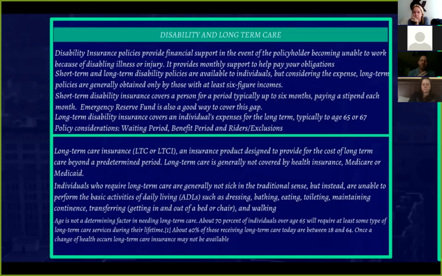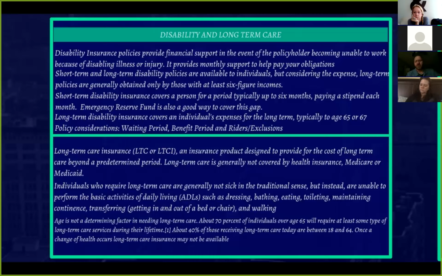If you can't do two of those activities of daily living, you now qualify for the long-term care rider, which makes that big pot of money in your life insurance policy available to you, okay? So we're going to talk about life insurance more in just a moment. I just want to bring up the long-term care rider, and companies all have different names for these things.